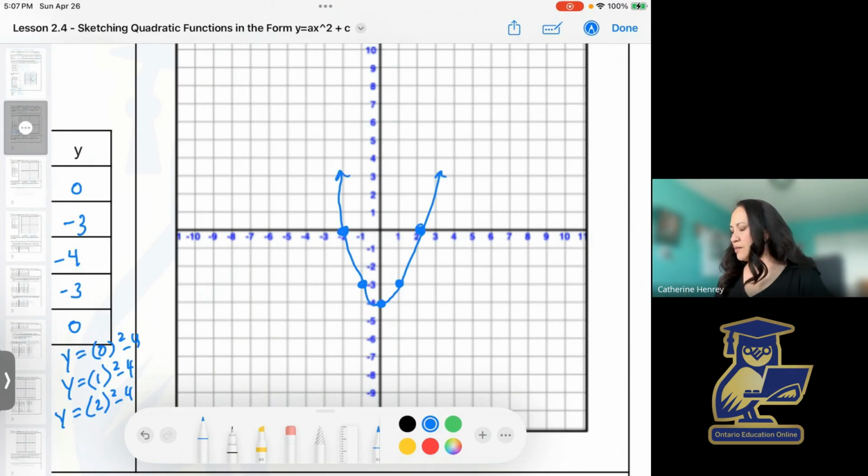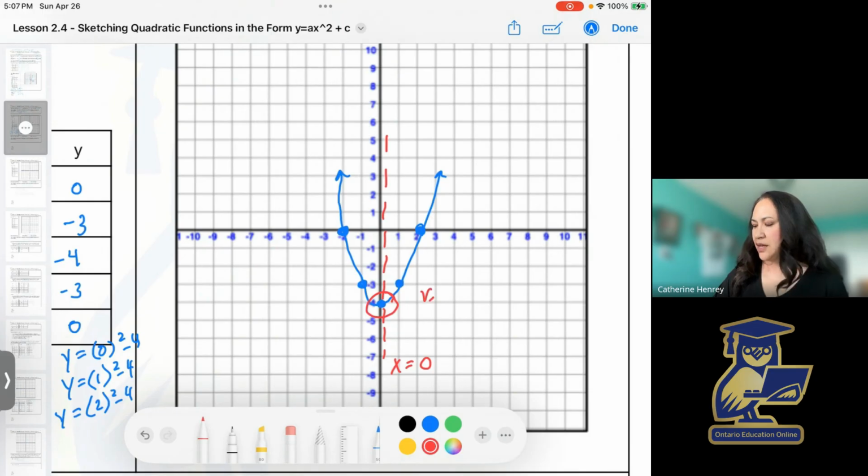And there's our parabola. Again, we can draw in our axis of symmetry. It goes right through the vertex, so it is x equals 0. And then maybe identify the vertex here. The coordinates of that look like it is 0, -4.